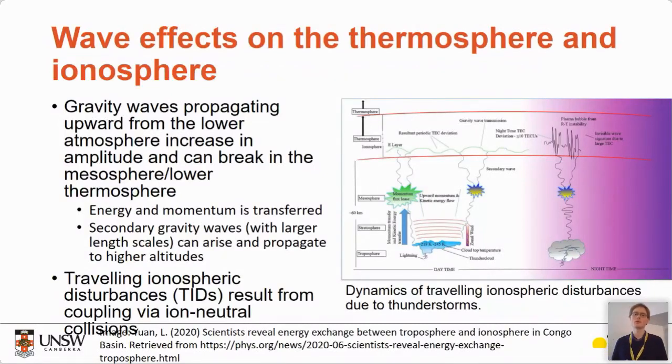These waves can propagate, as mentioned, to the thermosphere and ionosphere. As they increase in altitude, they increase in amplitude. Eventually, these waves will break at sufficiently high altitudes, affecting the mesosphere and lower thermosphere. They can transfer energy and momentum to these systems and are indeed important sources of energy and momentum. They can also result in secondary gravity waves rising, which propagate to even higher altitudes, causing variations in density.